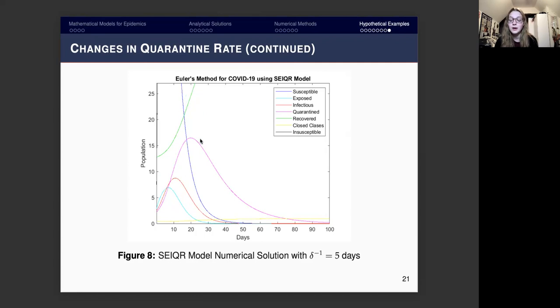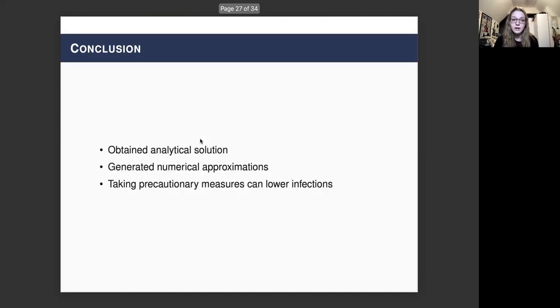With these parameter changes in mind, we can draw some really interesting conclusions about taking these different precautions for COVID-19. So in conclusion, during this presentation, we obtained an analytical solution to a simplified model of the SEIQR model. We generated some numerical approximations for our entire model itself. And using those approximations, we were able to change the parameters and see how important it is to take precautionary measures and to lower the number of infections there are for COVID-19.